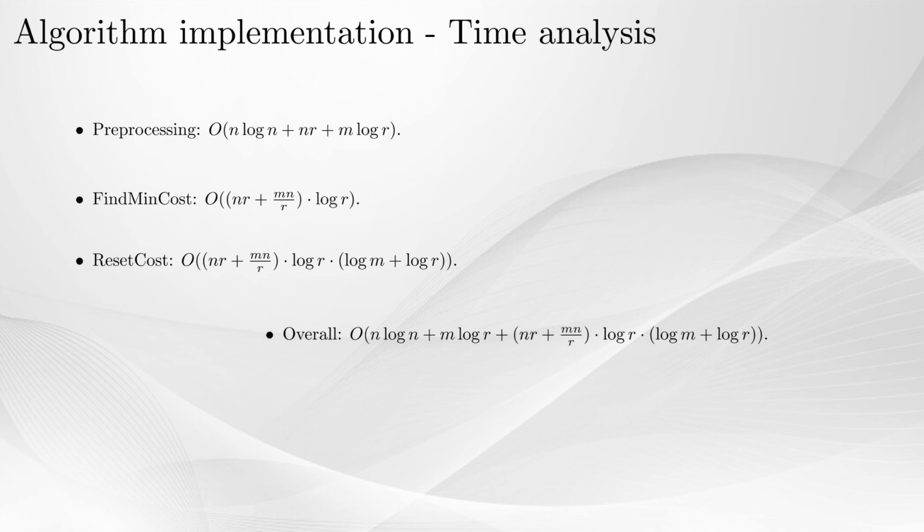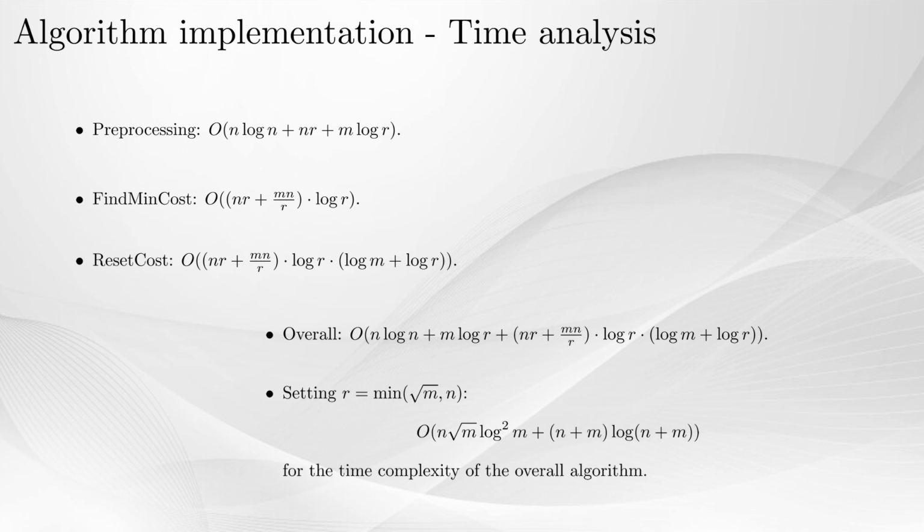Then overall we have this time complexity. By setting r equal to the minimum of the square root of m or n, we get the time complexity of the overall algorithm.